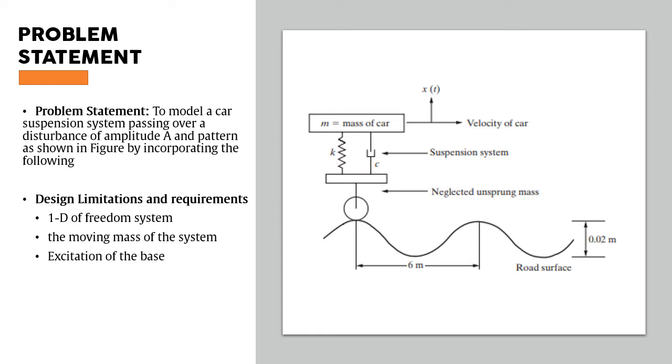There were certain design limitations and requirements. First, the system was supposed to be a 1 degree of freedom system, the moving mass of the system was also to be considered, and the base excitation was also to be taken into account.